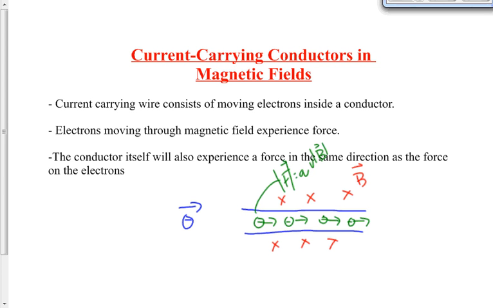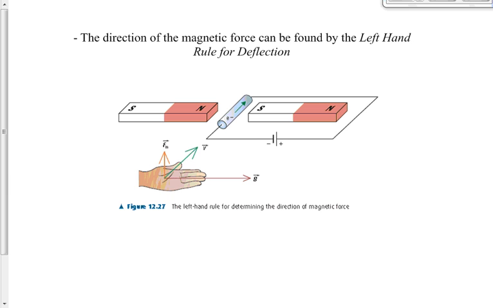There is not only a force on the individual electrons, there is a force on the wire itself. The direction of the force on the wire is the same as the direction of the force on the individual electrons. So we're going to use the hand rule for deflection again. It's the exact same hand rule that we learned as our second hand rule. Thumb in the direction that the particle is moving, fingers in the direction of the magnetic field, palm will point in the direction of the force. It's no different, except that this time the electrons aren't moving through air, they're moving through a wire.